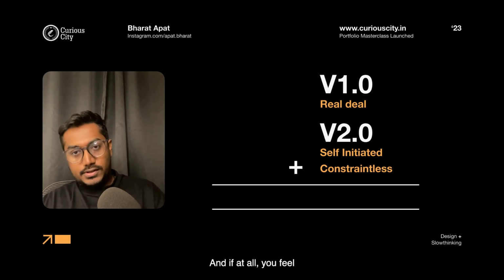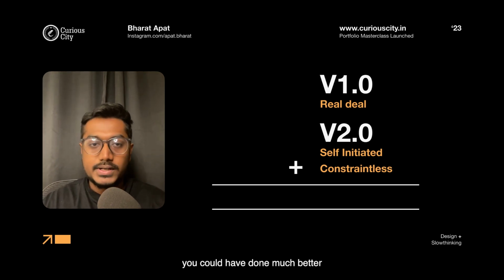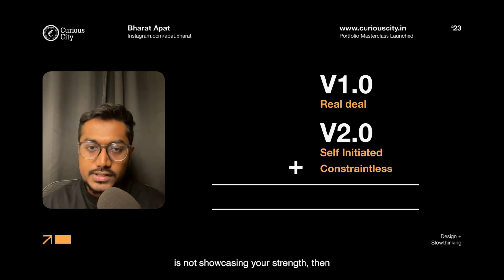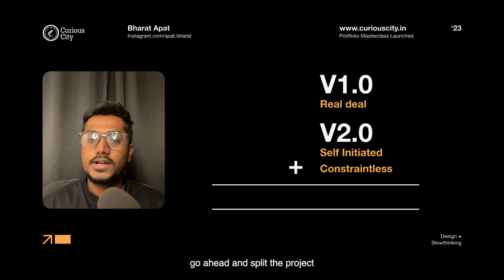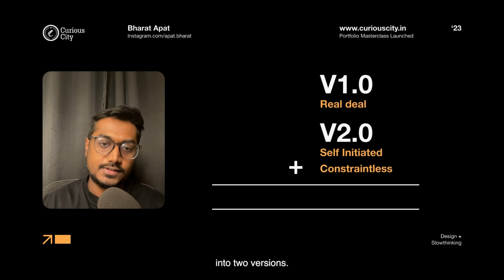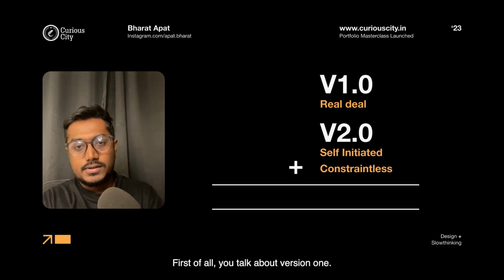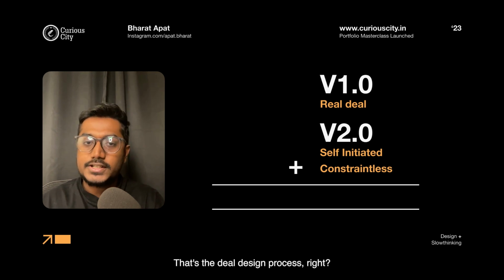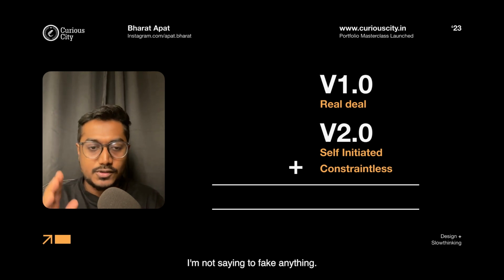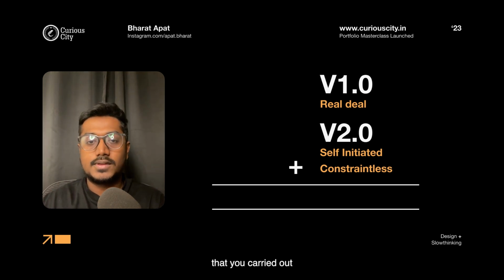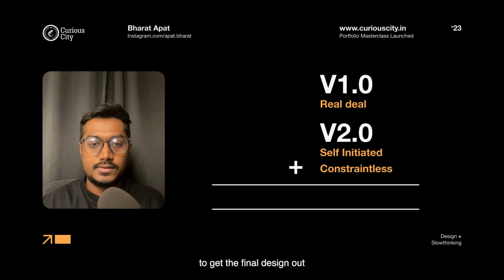And if at all you feel you could have done much better without some of those constraints, and if you feel that the current final design that you are showing in your portfolio is not showcasing your strength, then go ahead and split the project into 2 versions. And this is a portfolio tip. First of all, you talk about version 1. That's the real design process, right? I'm not saying to fake anything. I'm saying you first show the real design process that you carried out to get the final design out.